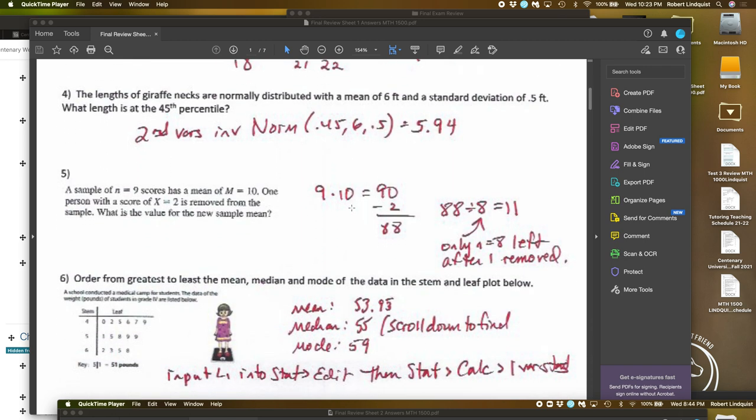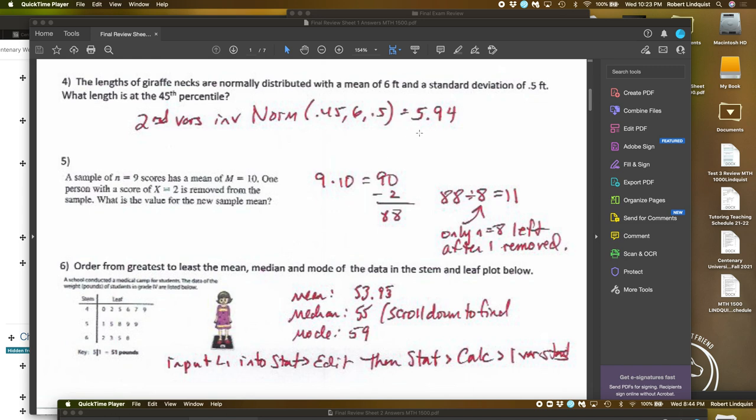Giraffe necks again, normally distributed, mean of 6 feet, standard deviation of 0.5 feet. What's the 45th percentile? Now listen, I'm not saying there's going to be a question on giraffe necks on your final exam. In fact, I'm pretty sure there's not. However, there will be one about percentiles in a similar situation to this. So we do second bar's inverse norm. When we do that, we do the 45th percentile, so 0.45, and the mean of 6, and the standard deviation of 0.5. And that would give me 5.94.